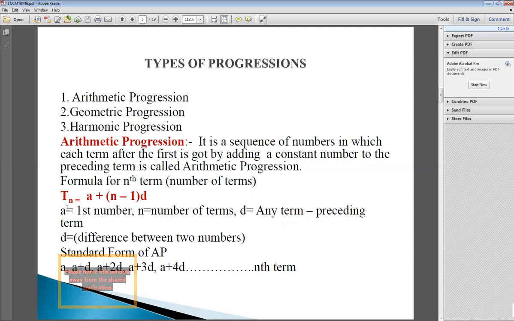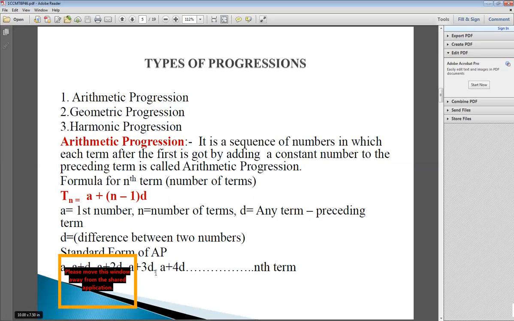During that time we use the formula: nth term equals a plus (n minus 1) into d. Here, a is the first number, n is the number of terms in the series, and d is the common difference between two terms of the AP. It is any term minus the preceding term, so it is the difference between two terms.